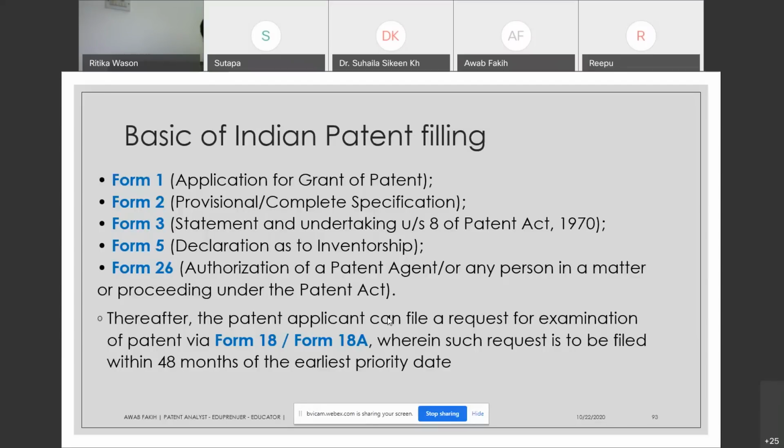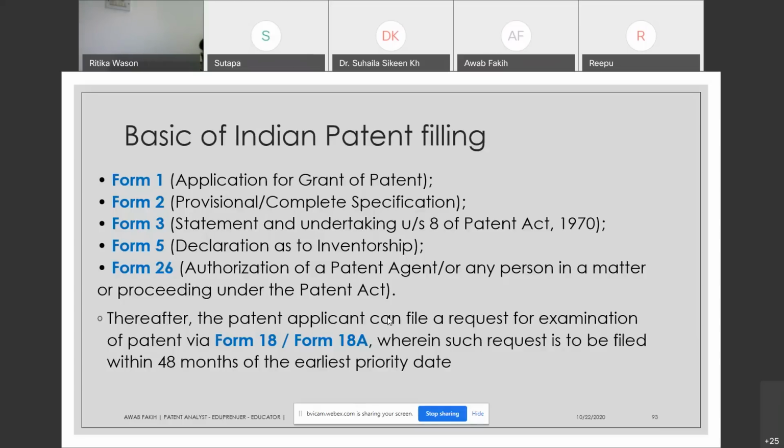Form 9 is again not compulsory, Jyoti ma'am. It is completely optional. If you want to make your publication faster, once it is published, it comes on the Indian patent website. All the details are there: your drawings, your claims, everything. Why? Because if someone wants to oppose it, a pre-grant opposition, they see the document and can oppose it before the grant. So Form 9 is completely optional.